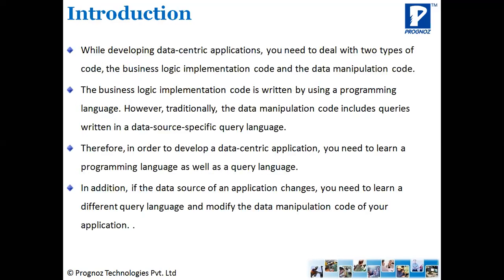Introduction: while developing a data centric application, you need to deal with two types of code. One is business logic implementation code and the other is data manipulation code. Business logic implementation code is the code we write for a button click, for performing anything, or for calculating anything. Data manipulation code includes the code used for inserting, updating, deleting, or selecting data.